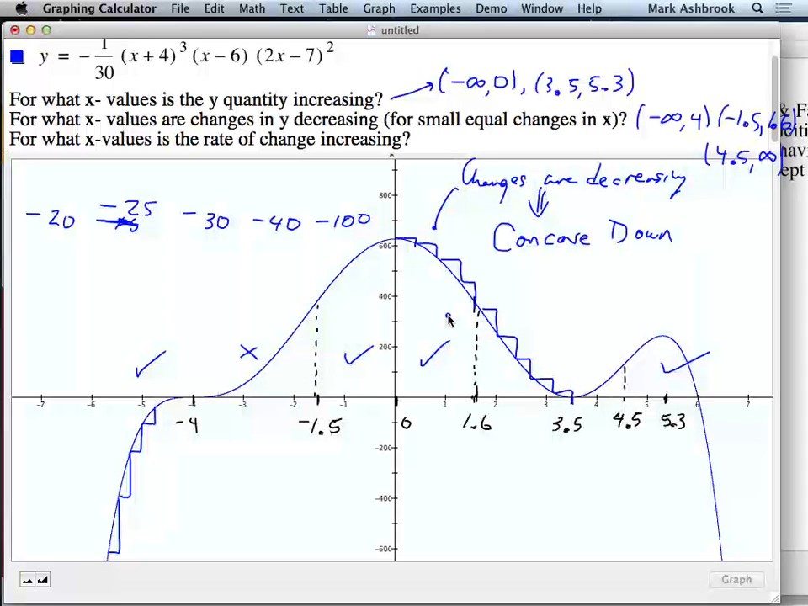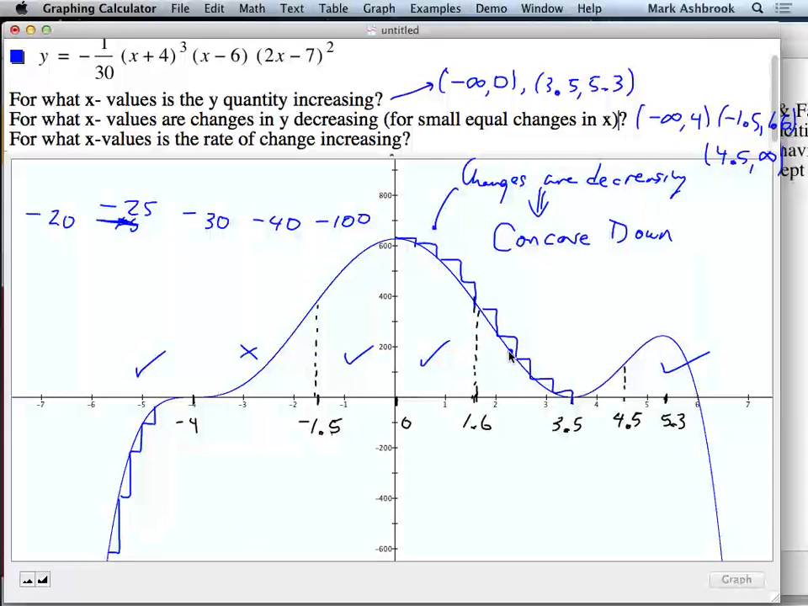Therefore, the rate of change is decreasing because the rate is becoming more negative. And that agrees with what we call concave down. Whenever it's concave down, the rate of change is decreasing. Changes are becoming more negative. Does that answer it? Cool. All right. So then where's the rate of change increasing? If in these sections the changes are decreasing, where's the rate of change increasing?